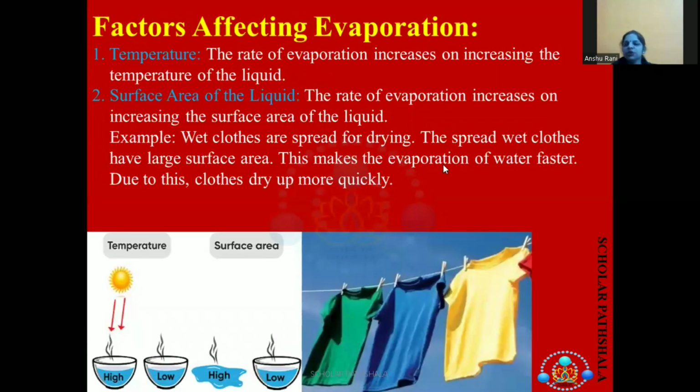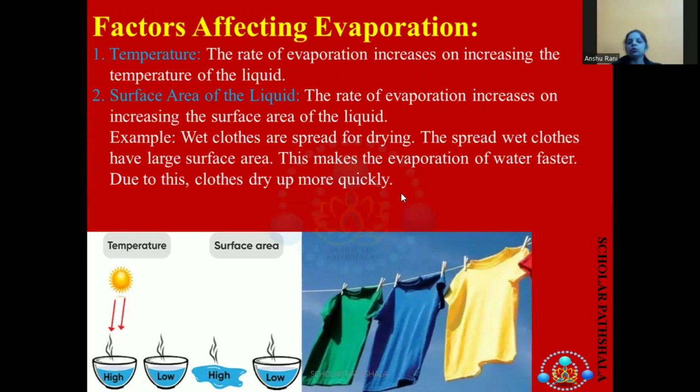Then we have four major factors that affect the rate of evaporation. First is temperature. Clothes dry quickly in summers. The reason is that an increase in temperature will increase the rate of evaporation. Particles will get more kinetic energy, so their rate of movement becomes fast. Then surface area of liquid. The larger the surface area, the faster the rate of evaporation. Like you have a glass of water, you kept it in a glass, then you poured it into a big container, a big plate, so what will happen? The rate of evaporation will increase.